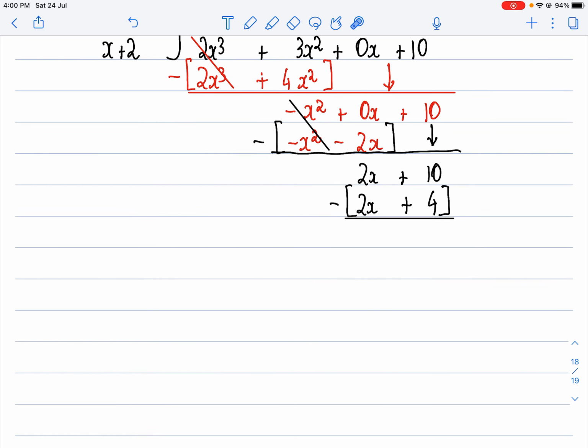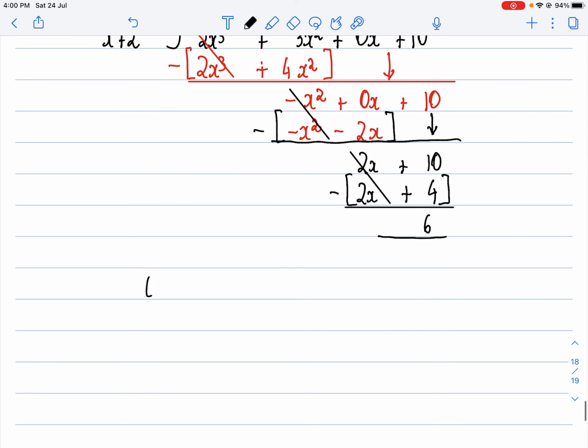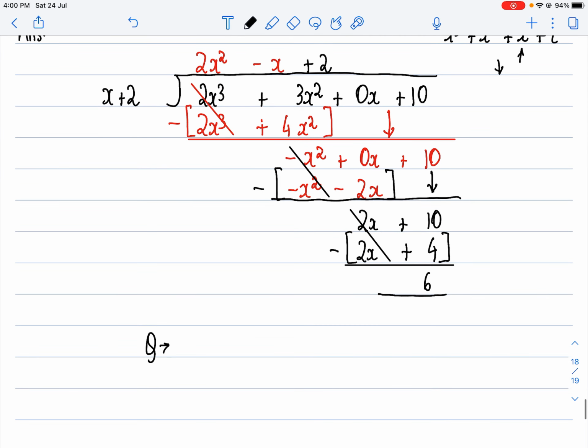So now 2x minus 2x gives me 0. So it will basically cancel out. And the negative and positive here makes positive 4, negative 4. So I simply get 10 minus 4. What is 10 minus 4? It's simply 6. Correct? So this is what I get. So finally here, I basically have my quotient, which I needed to calculate, as 2x square minus x plus 2. And I have my remainder basically as 6.